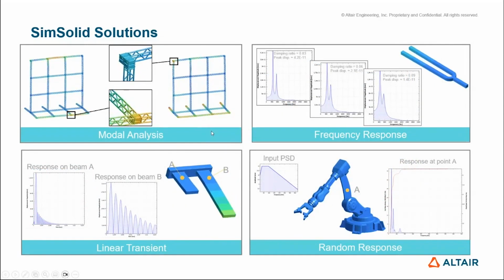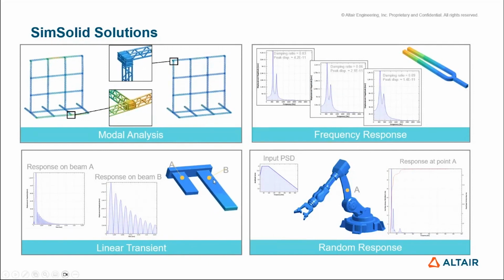SimSolid Solutions, modal analysis. Here you can see a complex structure with many parts conducting the modal analysis. A simple part here for frequency response, a tuning fork. Here you can see the response based on different damping ratios. A transient analysis where you've got a short and a longer beam and what the response is of those.